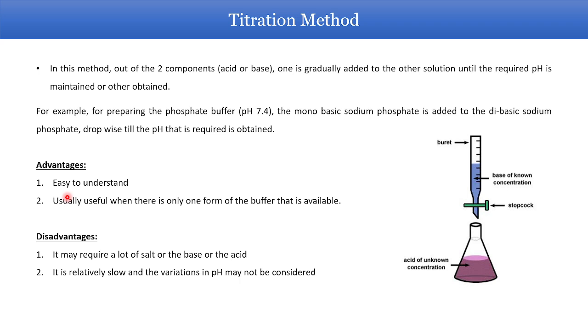Okay, so the titration method is the simplest of the methods. So you have the two components, an acid and a base, and you titrate one against the other.